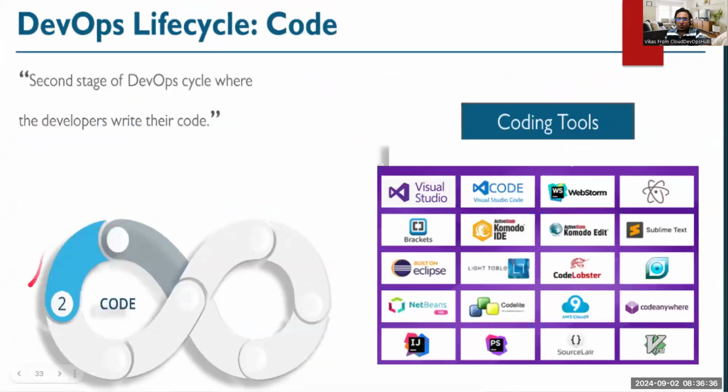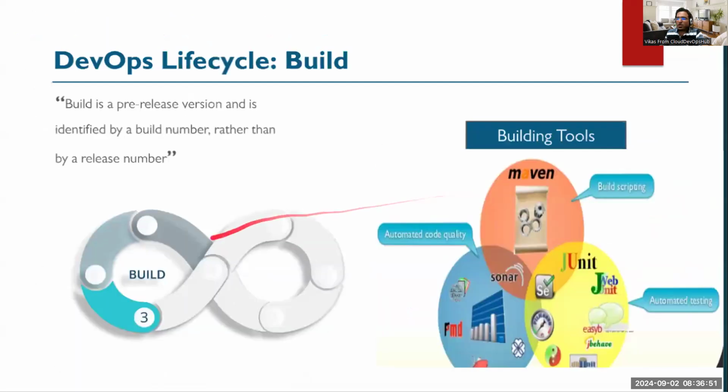Now, for the coding purpose, as a DevOps engineer, which tool? Visual Studio Code. Why? Because it can understand any language of code. Doesn't matter C, Java, .NET, anything we can open and use with the help of this tool. For the build, if it's a Java code, then maybe Maven. If it's Python code, then it's not required.